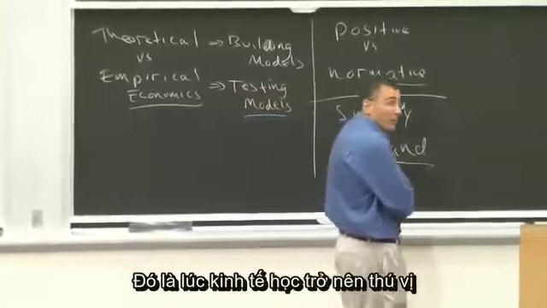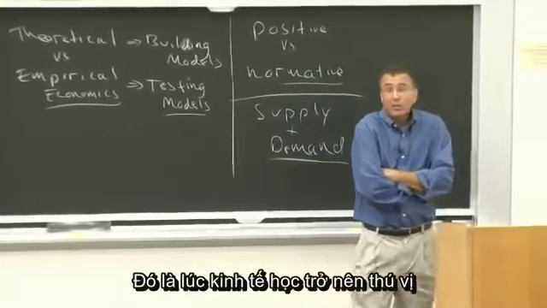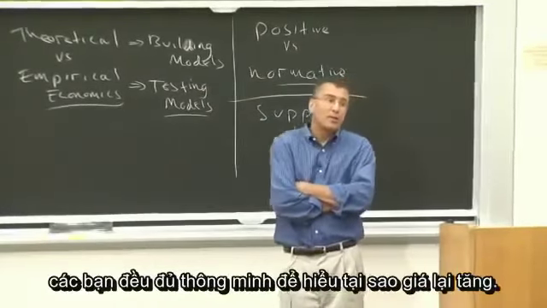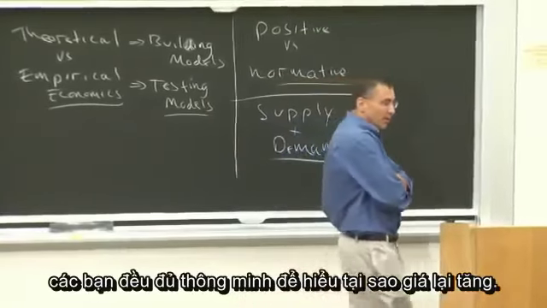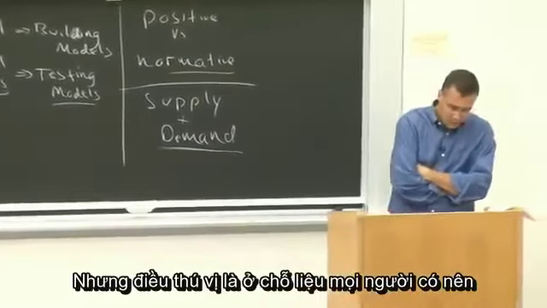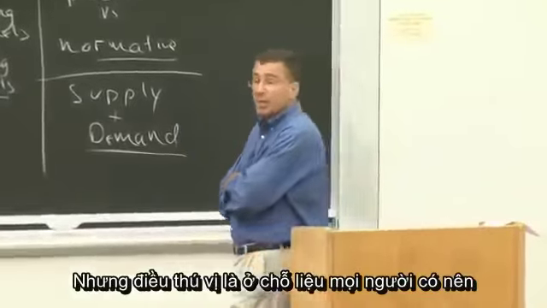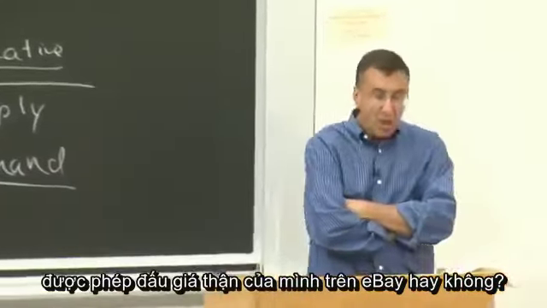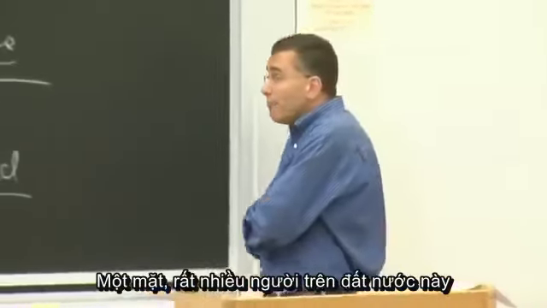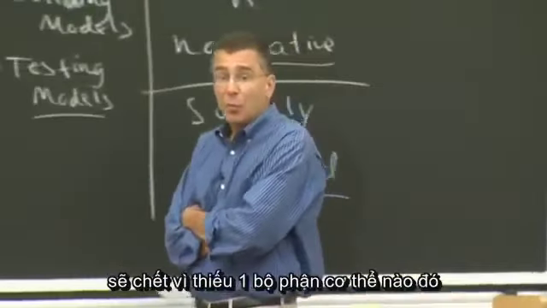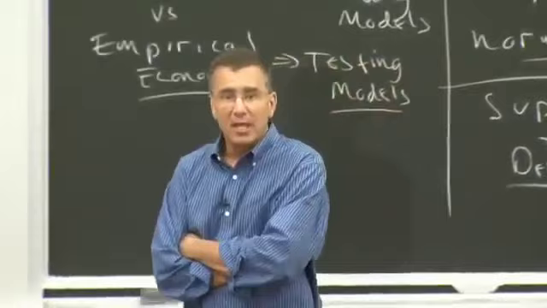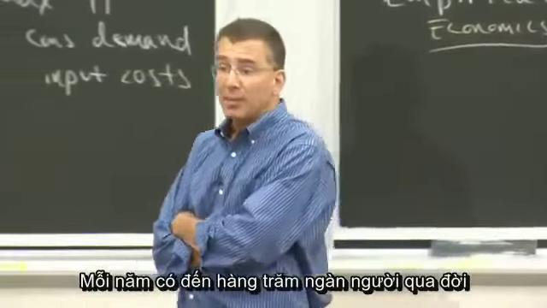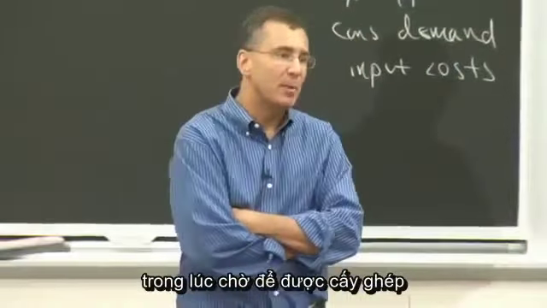That's the normative question. That's where economics gets really interesting, which is, you're all smart enough to figure out why the price went up. But this is where it gets interesting, is should people have been able to auction their kidney on eBay? On the one hand, many, many people in this country die for want of a body part. Okay? Thousands to hundreds of thousands of people die every year waiting for a transplant.